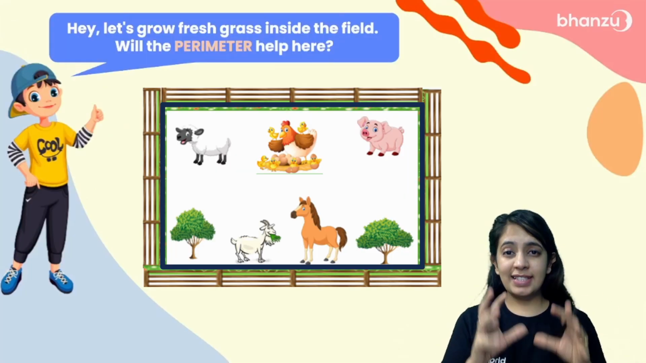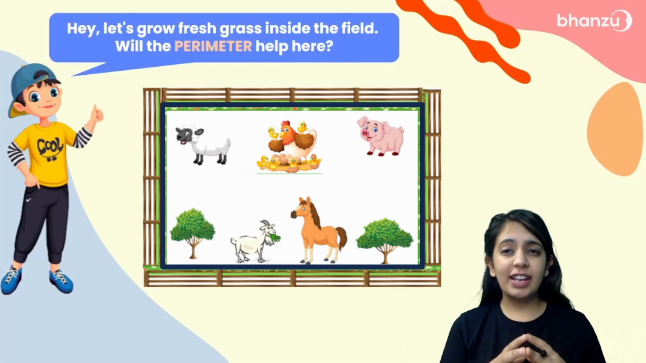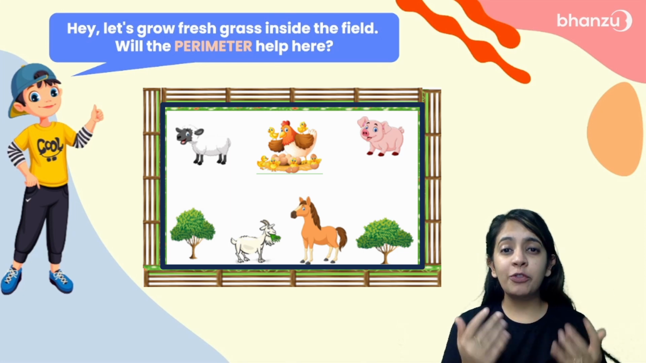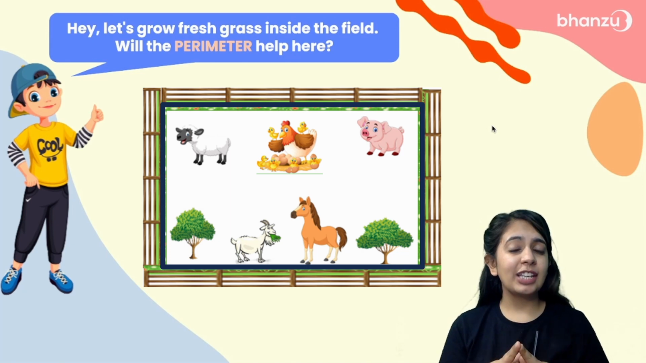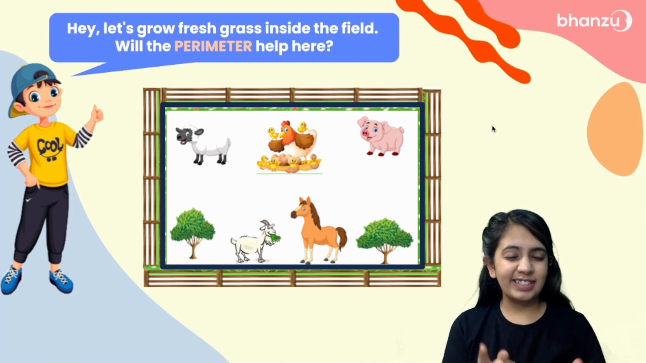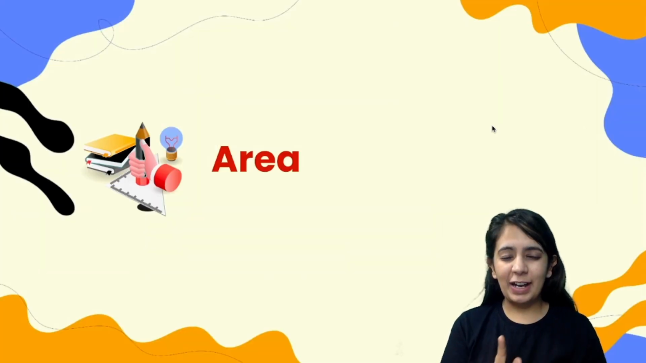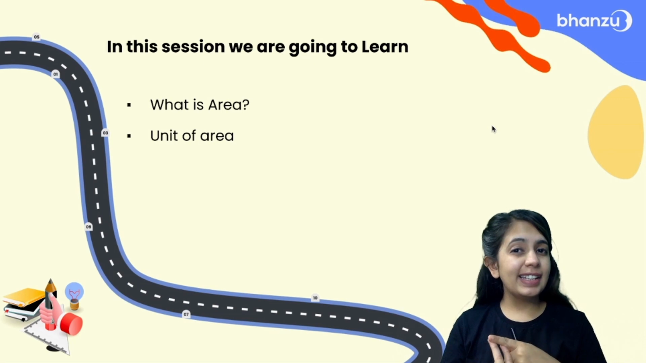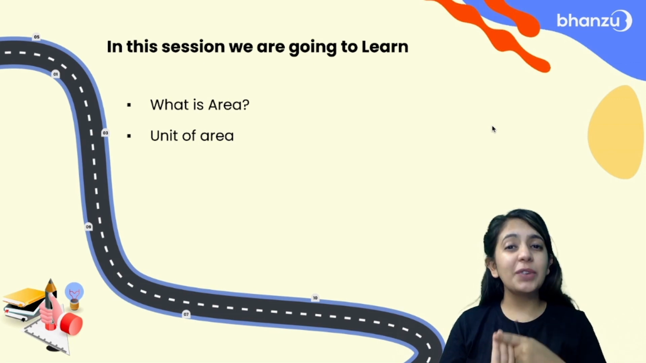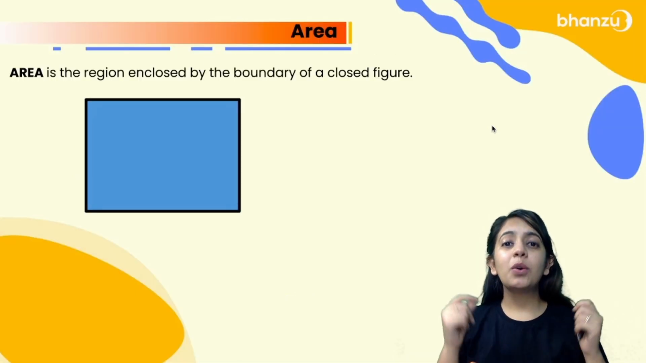But in this scenario, Jake wants to find out the space inside his field. And in order to find the space inside the field, or inside of any shape, we have to calculate something else, not perimeter. And that is area. So in this session, we are going to learn what is area, how to calculate the area of any shape, and what are the units of area. So let's start with what is area.